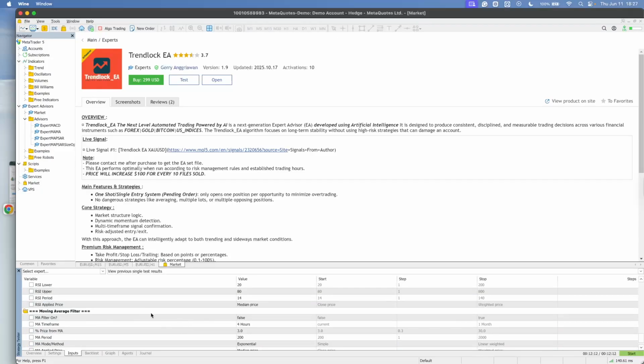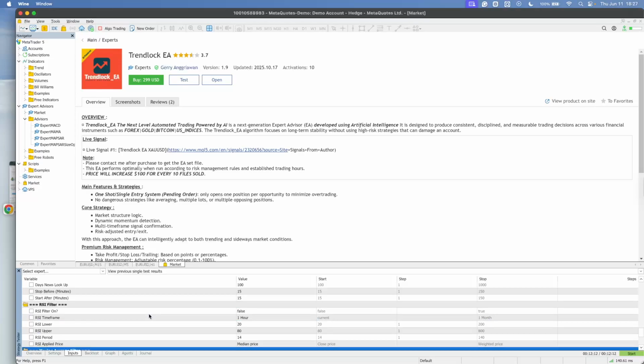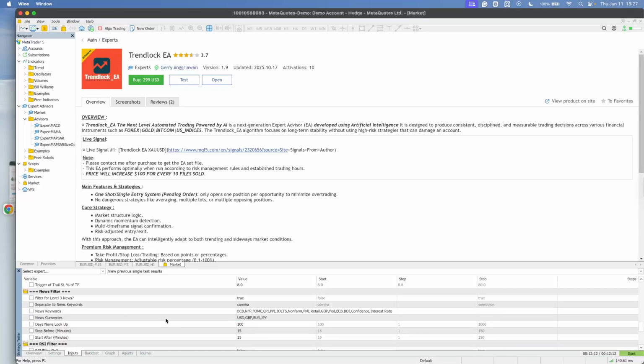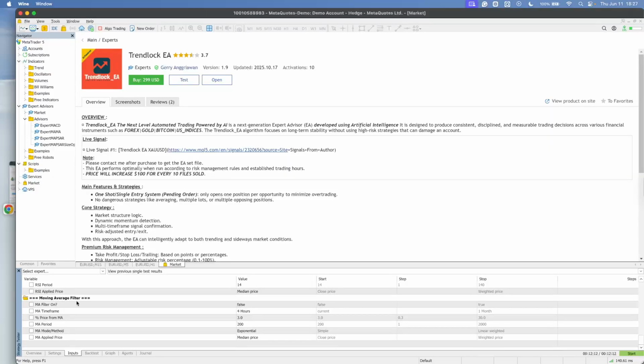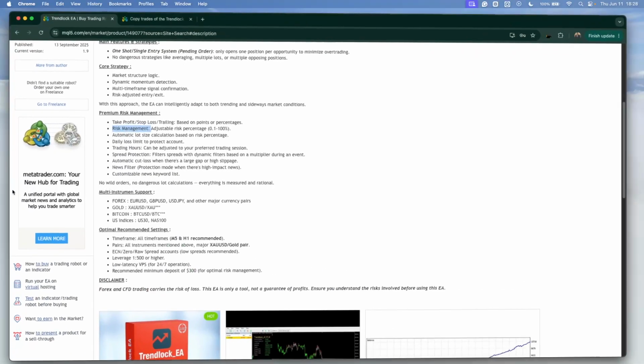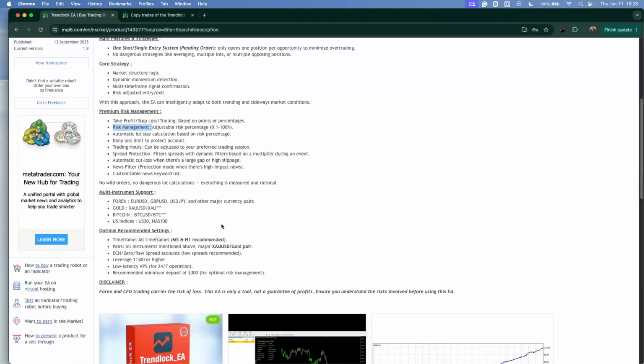Then there are the filters. This is the moving average filter. We have the RSI filter also. Then we have the news filter. All of these are filters that help the expert advisor work as it's supposed to work, give it the efficiency that it needs. And it's recommended on the 5 minutes and the 1 hour time frame.